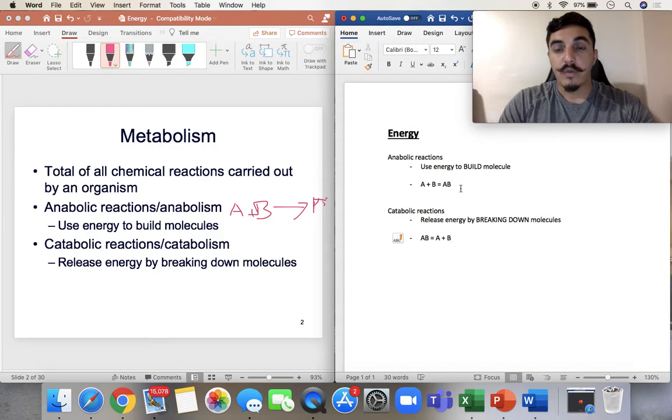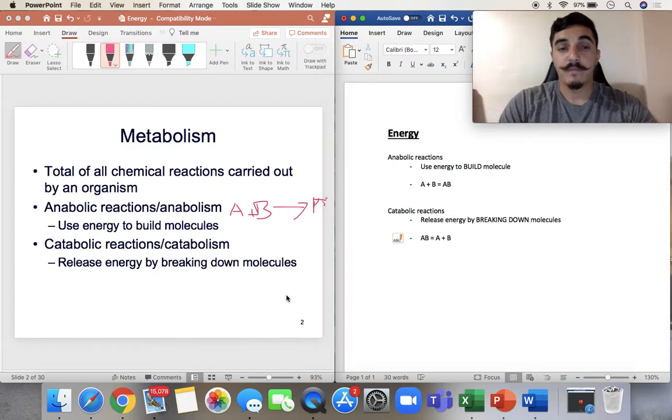So this one, you use energy to build a molecule. This one, you release energy by breaking down. Remember, a lot of energy is stored in those bonds, those covalent bonds, those ionic bonds, those hydrogen bonds. So energy is there. Once you break that bond down, then you release energy.